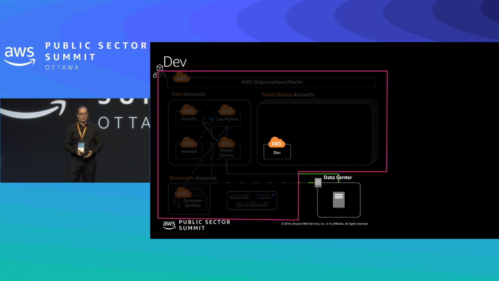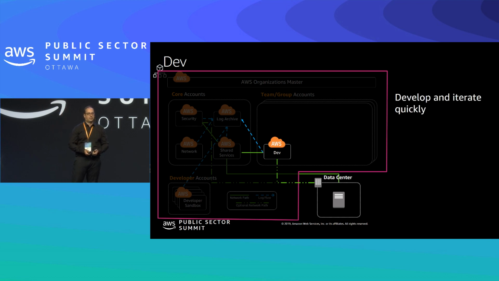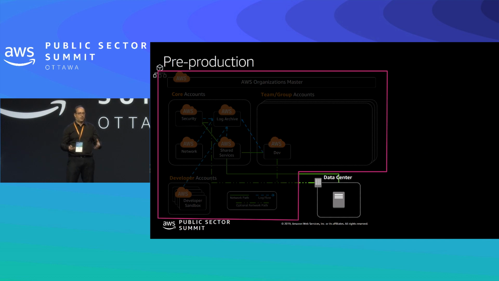So let's say we start with development. Its log files get sent to the log archive. Maybe we want an optional connection to the data center. We want Active Directory, so we can hook it up to the shared services account. It allows you to develop and iterate quickly. It's a collaboration space for the developers, and we want to have the stages of lifecycle development. Next would be the pre-production account. Its log files are sent to the log archive account.